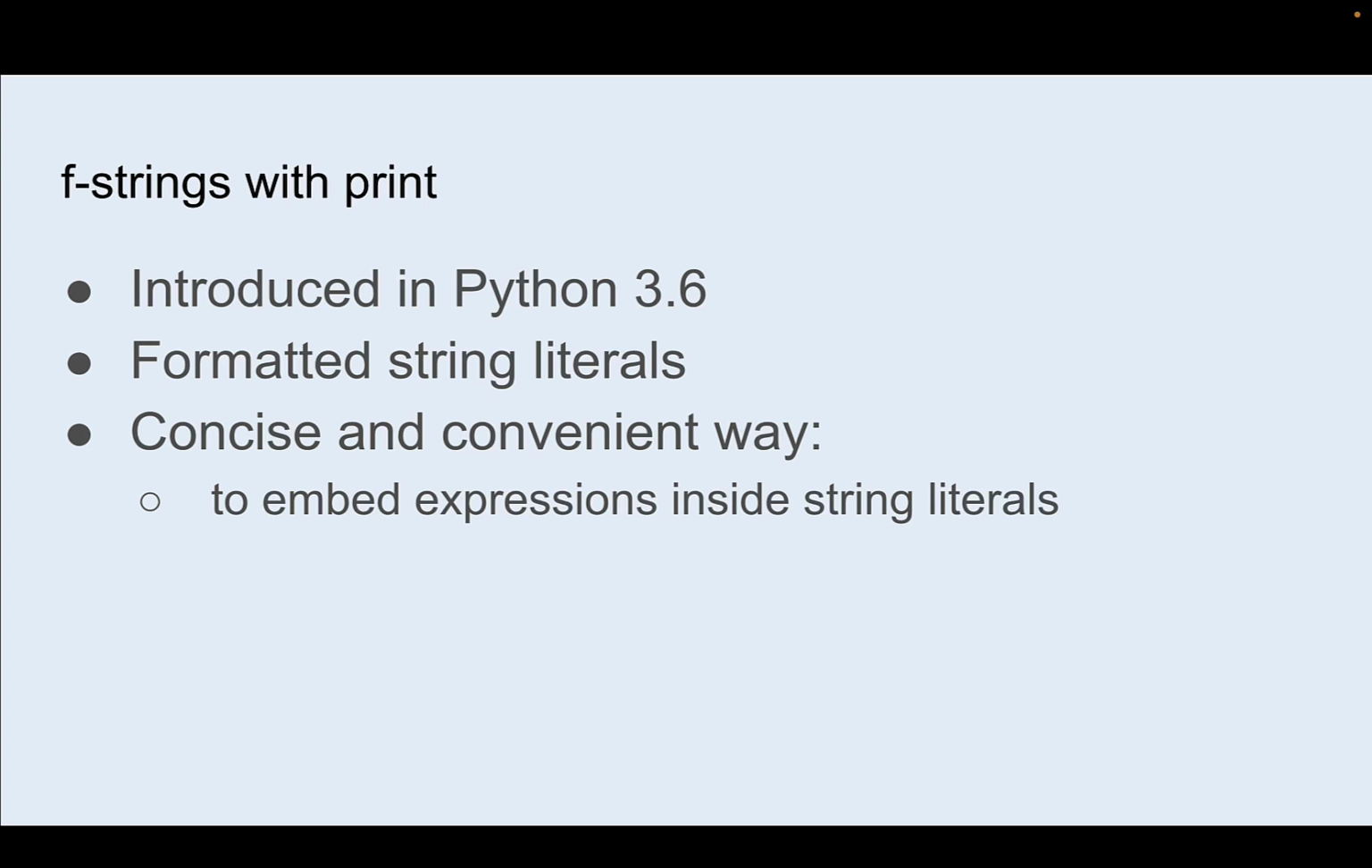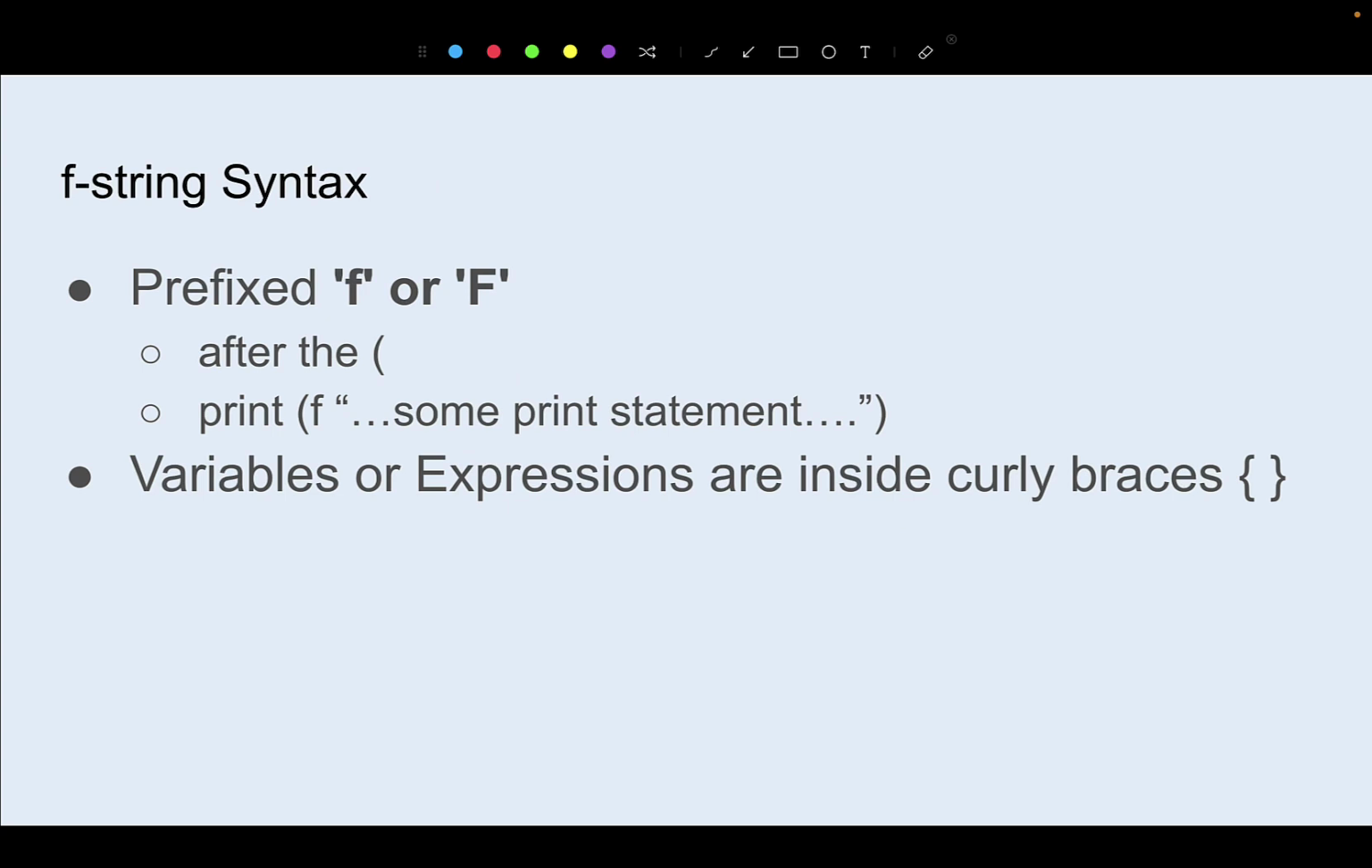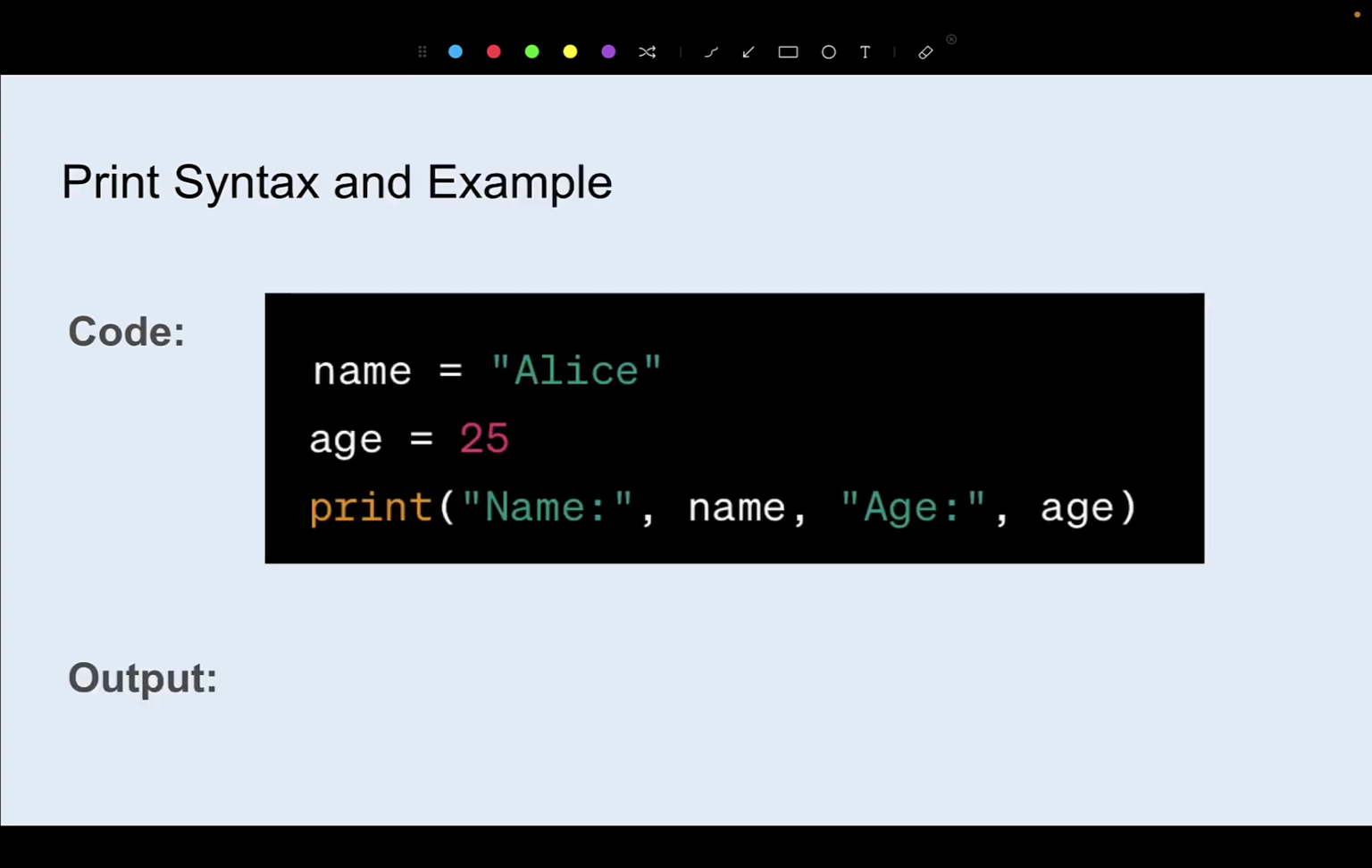So, what happens here is we have embedded expressions inside string literals. Right now that doesn't mean anything to you until we get an example. The print statements are now going to be prefixed with an uppercase or lowercase f right after the first paren. So for example, print f and then whatever your print statement is going to be, and then we have our closing paren there. The other little change here is the variables or the expressions that we're utilizing are going to be inside these curly braces. So let's take a look at what happens here.